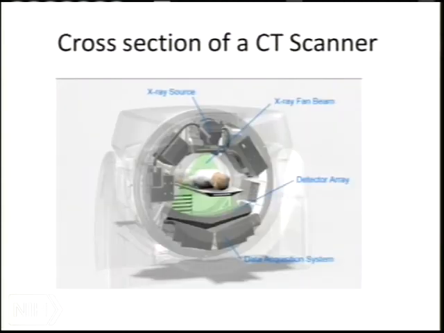So the modern scanner has these X-ray sources that are rotating rapidly, and it creates this X-ray fan beam that goes into the patient and is detected by these detector arrays. And then there are these built-in data acquisition systems that, right at the point of source of where the X-rays come in, gather the information extremely quickly and send it out to the control room.